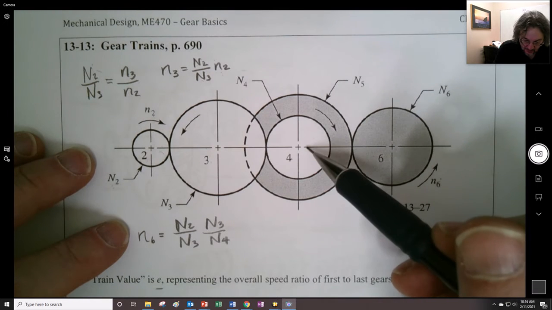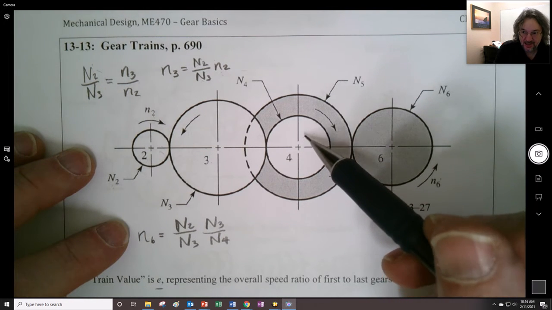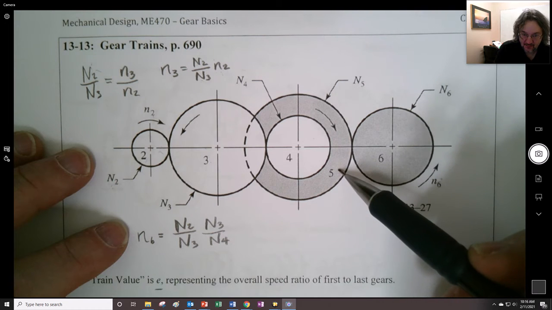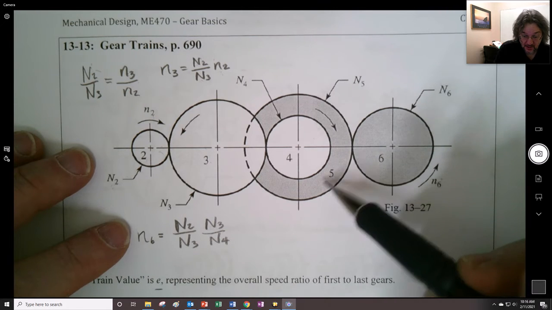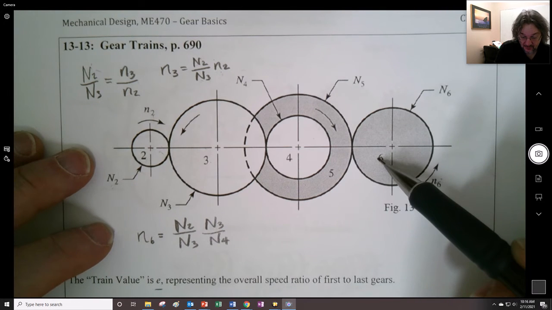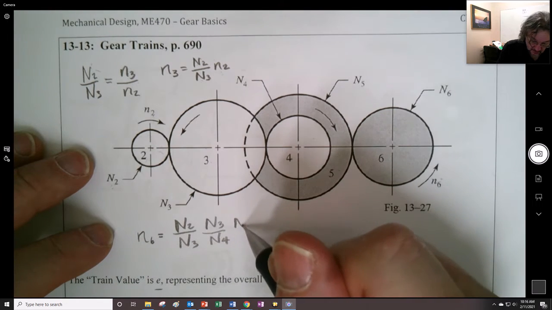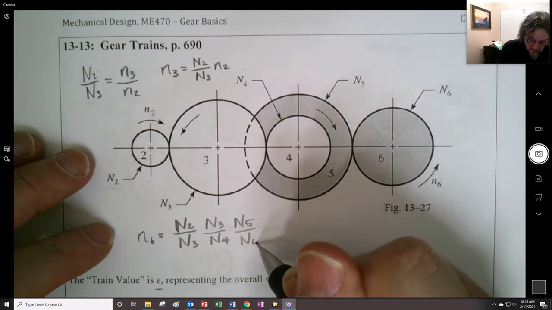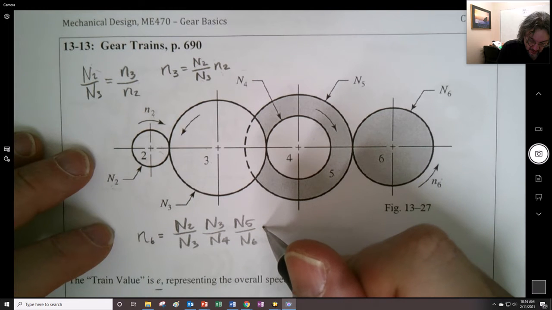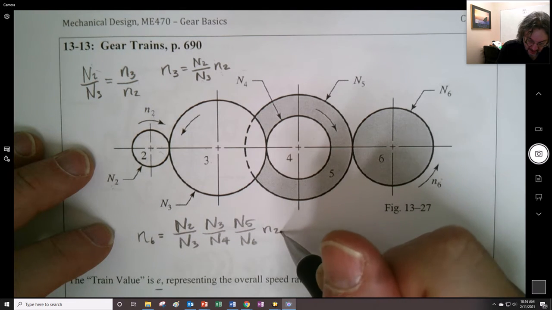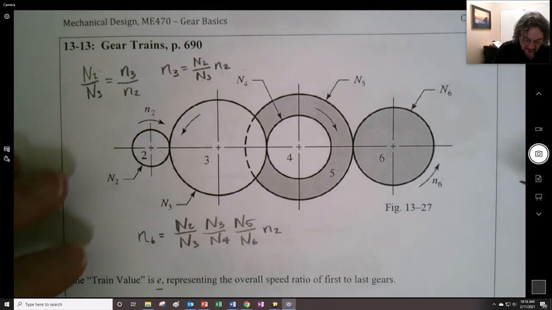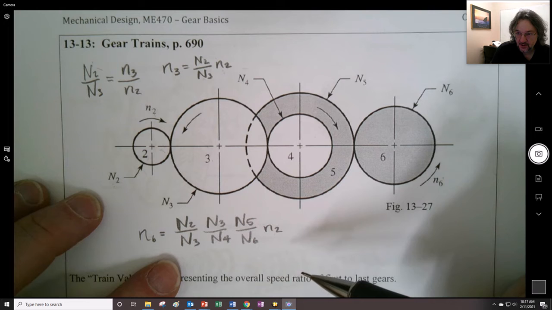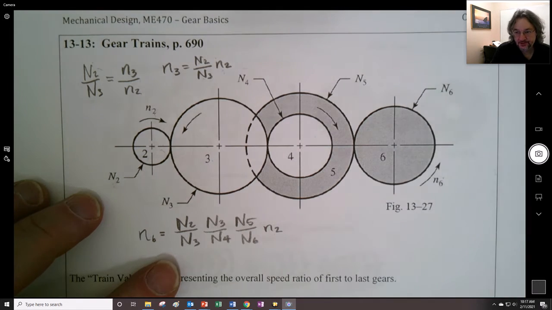And now N4 doesn't drive anything, but it's connected to the same shaft as N5, right? So N4 is not driving anything, it's being driven, that's all. So now for the next one, we see that N5 is driving N6. And then we would multiply that whole thing by n2, right? Here's our input and our output. And each one of these stages is going to cause a reversal. Okay, we have to be a little careful with this when approaching it.